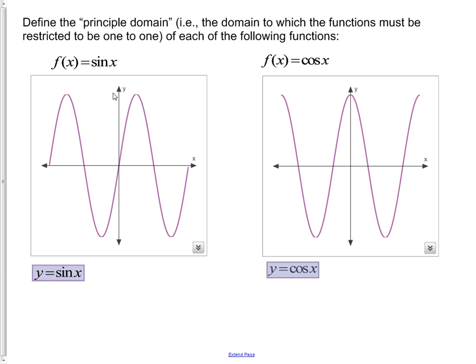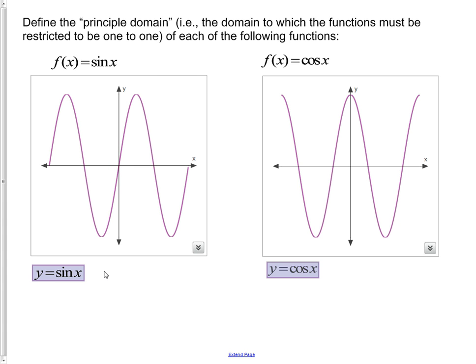So we want to still go from positive 1 to negative 1 along our y-axis and include all of those values, and still not have any part of the graph not able to pass the horizontal line test. So how could we do that? Well, one way is to limit the domain, and what we're going to do is limit the domain to be from negative pi over 2 to positive pi over 2.